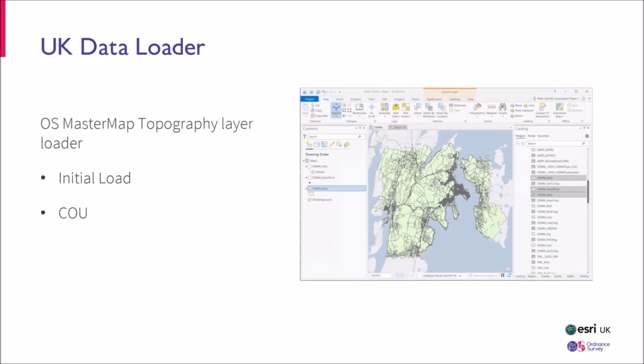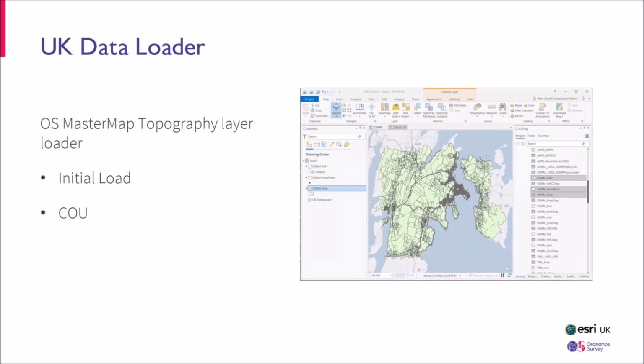So when it comes to the MasterMap Topography layer, the loader is very simple. I'm not going to go through and show you how it works because it is literally a case of you point to the location of where your files are. So you select the folder where all your files are stored and you select the location you want to load it into. So whether it's a file geodatabase or an enterprise geodatabase, you just select the connection to that.